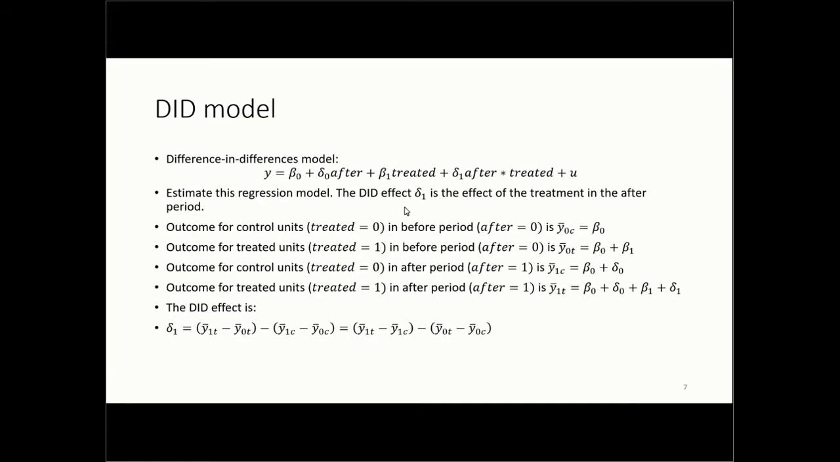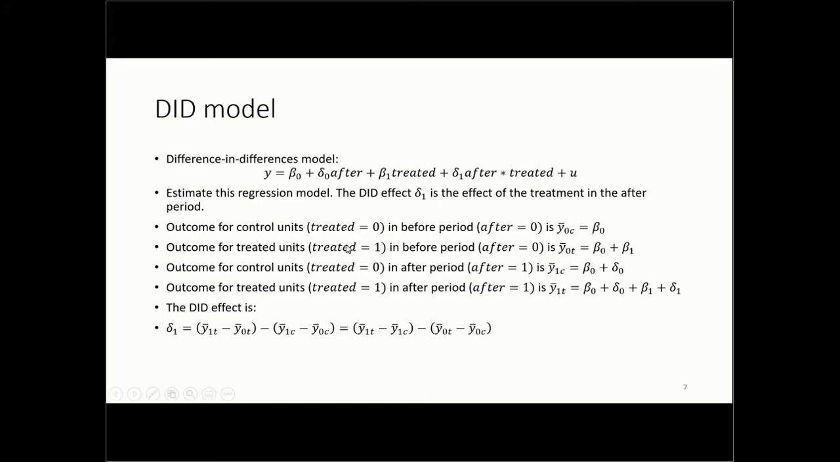So if we want to know the outcome for the controlled units in the before period, treated would be equal to 0 for the control units in the before period, where after would be equal to 0. Here we would have y bar 0 for the controlled units, and that would be beta 0. Why? Because this would be equal to 0, this would be equal to 0, and this would be equal to 0. So the only coefficient that we have is this one. So actually this intercept would be the average value for the controlled units in the before period.